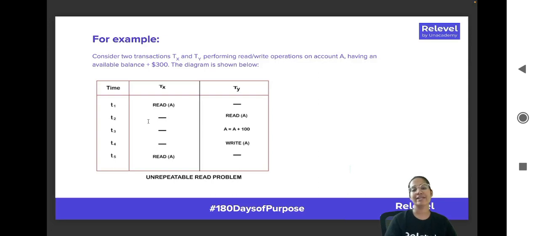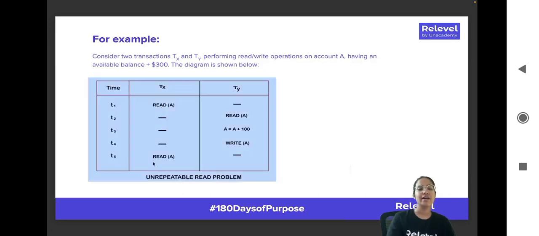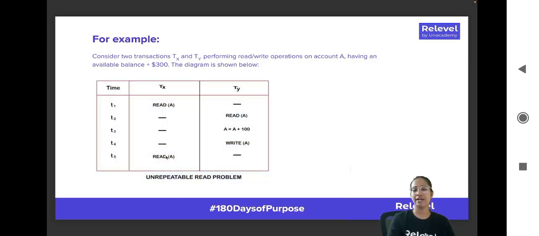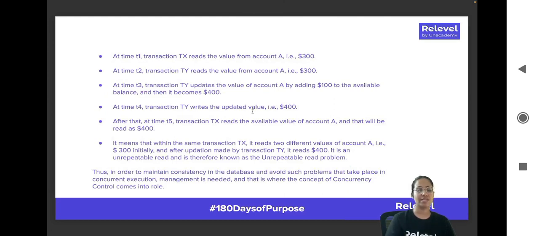Then TY did an update, adding 100. So this becomes 400. And 400 got added, and then TX again tried to read. So earlier it read 300 and now it is going to read 400, correct? Let's see what's happening.